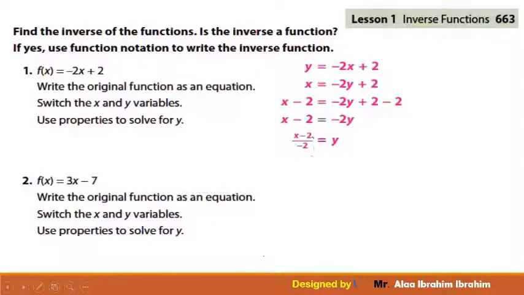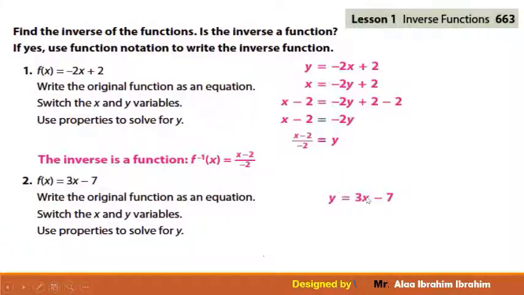I switch now. I put this as f⁻¹(x). Okay, so this is a function. If I check whether it is a function: 3x minus 7, I will put this as y. y equals 3x minus 7, this is the original. I switch x and y, put y here and x here.